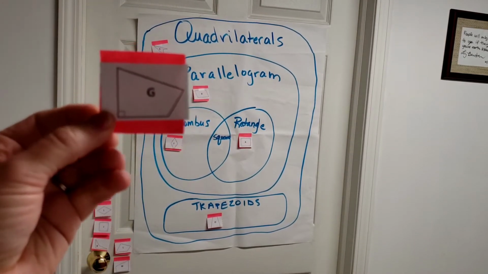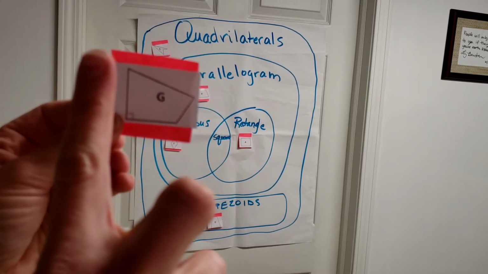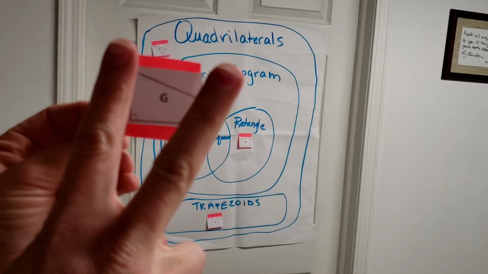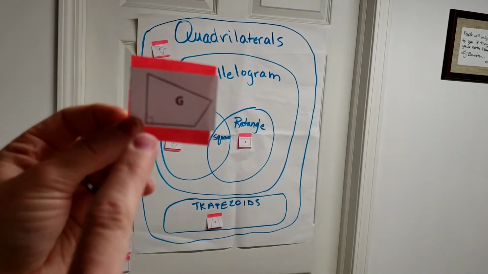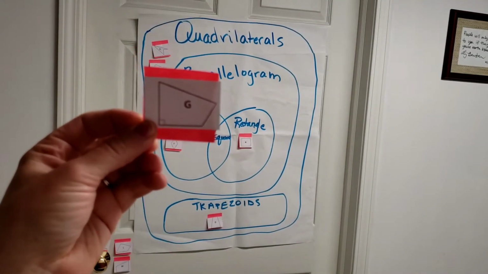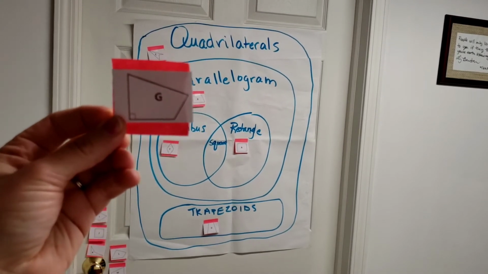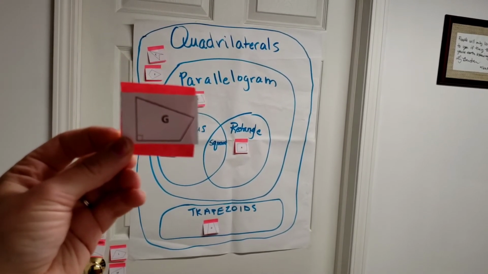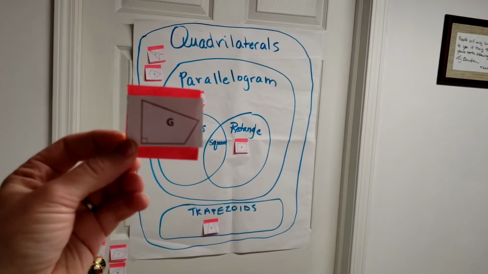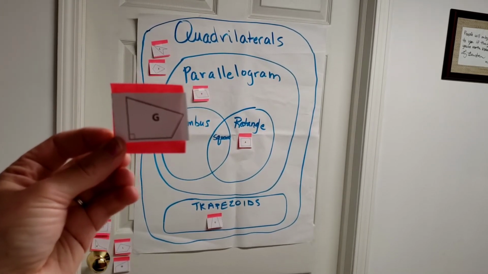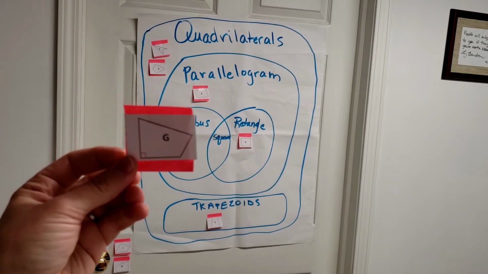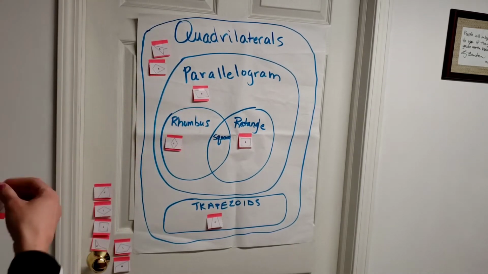G. This side is opposite to that side. You can see they're going to cross. This side is opposite to that side. You see they're going to cross. It does have one right angle, but 4 sides, they're not the same length. Opposite sides are not parallel. This is just a what? This is just a quadrilateral. G is a quadrilateral.